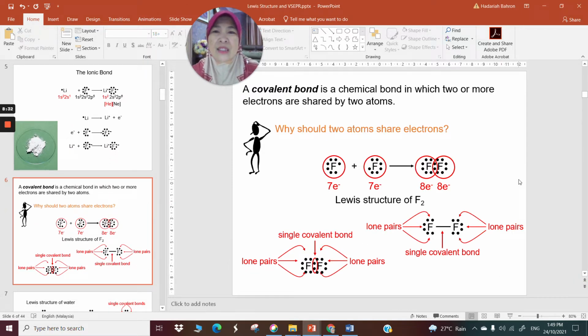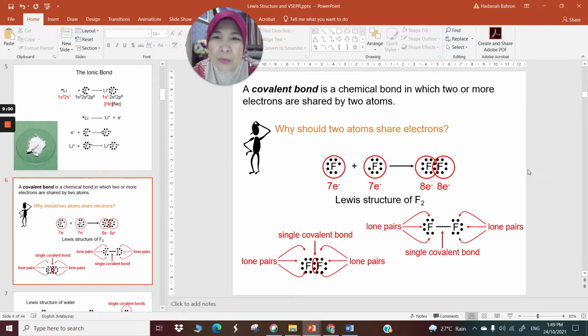So what about covalent bonds? We all know that the formation of a covalent bond does not occur with a complete transfer of electrons from one atom to another. Instead, a covalent bond is formed when there is a shared pair of electrons between two atoms. An example is when you have two fluorines.